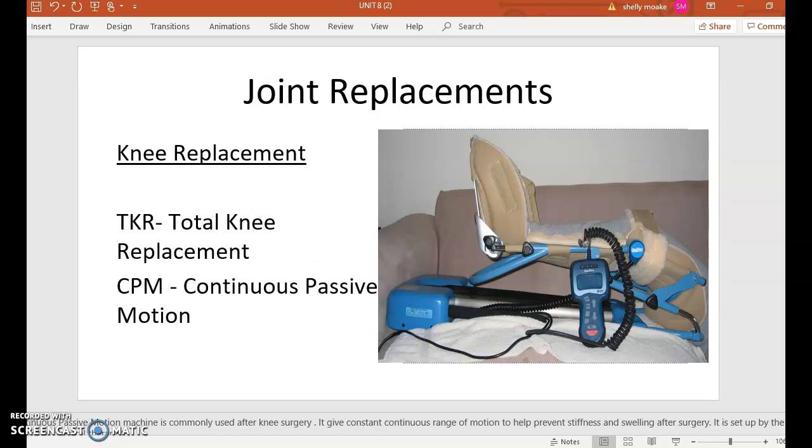Total knee replacement is also a common joint replacement surgery. TKR is the abbreviation. Somebody who has had a total knee replacement will often be on this machine you see here. That's called a continuous passive motion machine. What that does is go up and down, kind of like they're doing range of motion continuously on that knee to keep it from stiffening and swelling and promote healing.